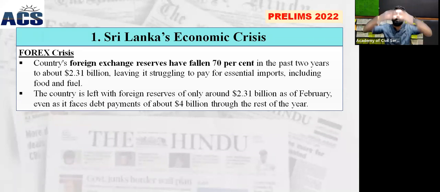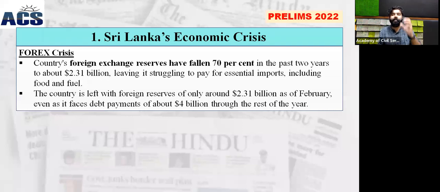If anything comes for import, like in order to purchase petrol, or medicine, or grains or food from India itself, they do not have any money to pay for those imports. It does not have any money. So they have to ask for financial assistance from other countries to help them. That's what Sri Lanka is experiencing.